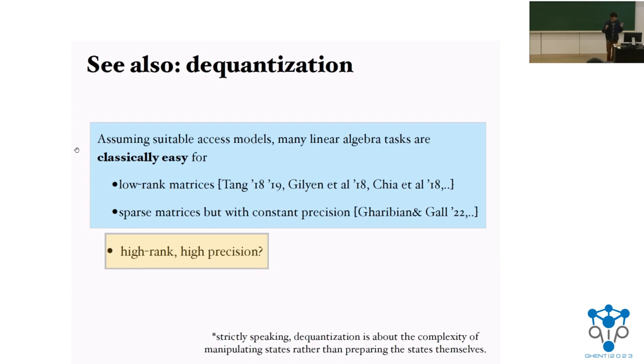Similarly, we have restricted our potential quantum advantage to a much smaller kind of matrix, which has to be high rank and with high precision.